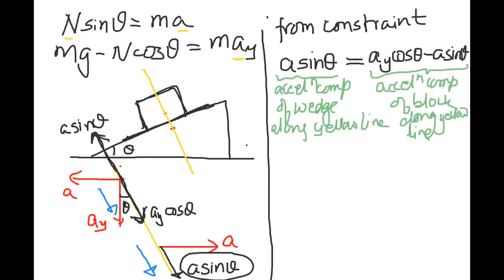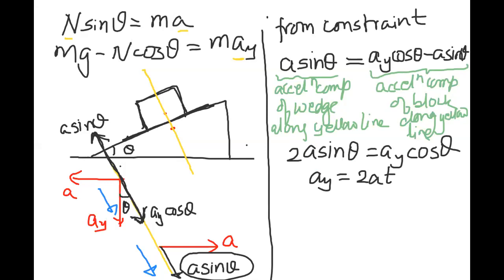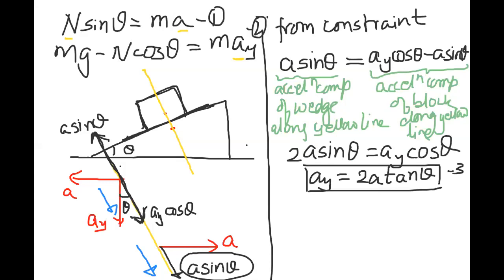Okay, so from here I get 2a sine theta is equal to ay cosine theta, and therefore ay is equal to 2a tan theta. And this is the relationship between ay and a, and this also tells me the third equation which is needed to solve these two equations. This is the third equation. So now, you weren't bringing the factor of 2, right?